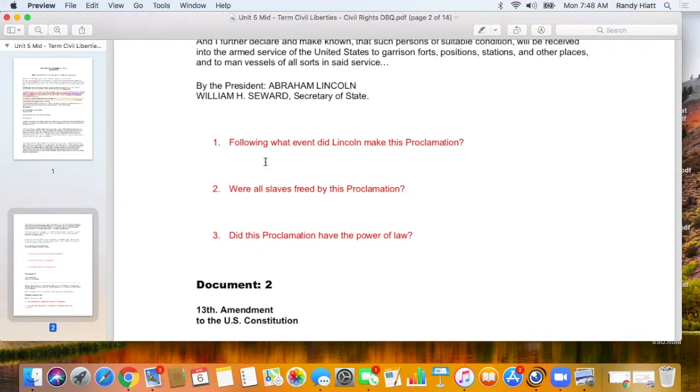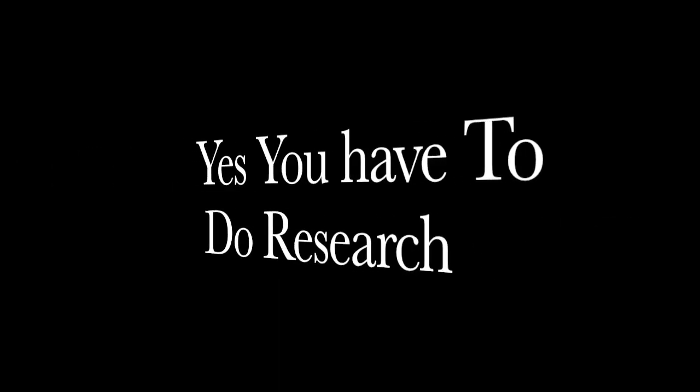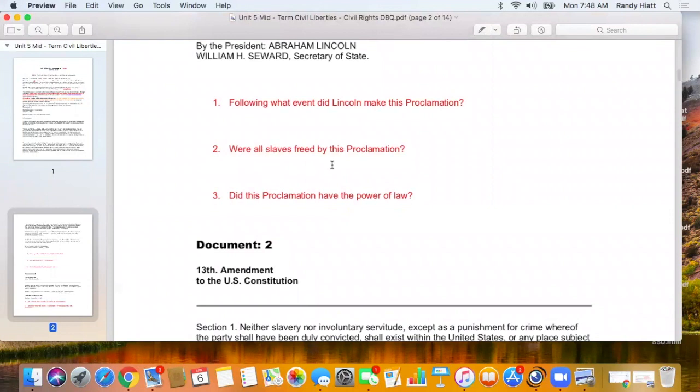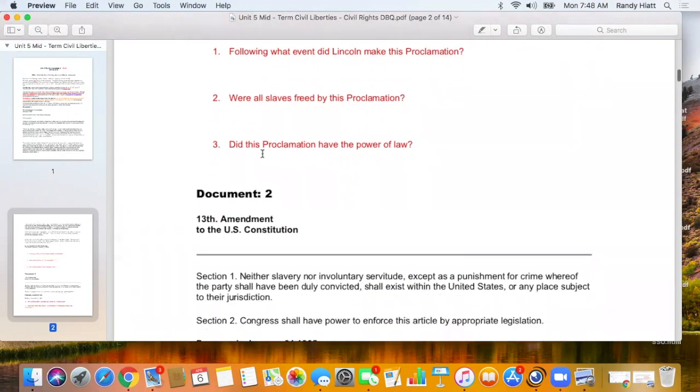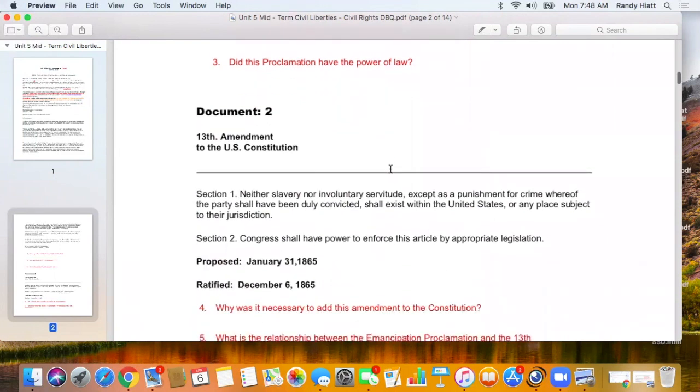Following what event did Lincoln make this proclamation? That's not going to be in the document, so you're going to have to look it up. Were all the slaves freed by this proclamation? That's a pretty short answer, but it does have to be a complete sentence. Did this proclamation have the power of law? Another thing, you should understand that through understanding the executive powers.